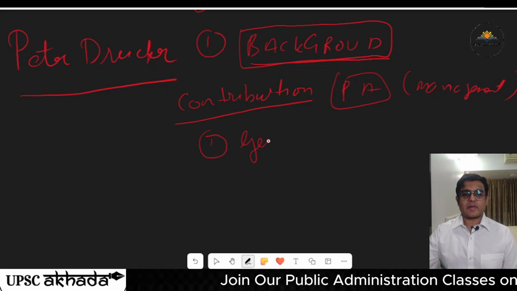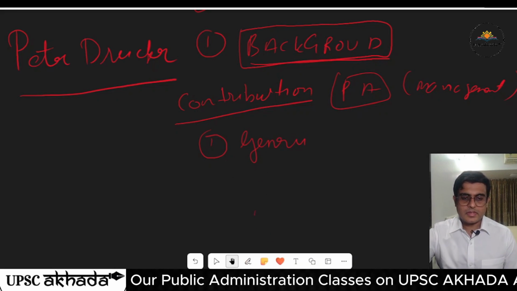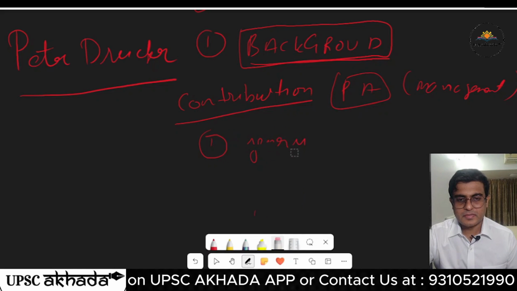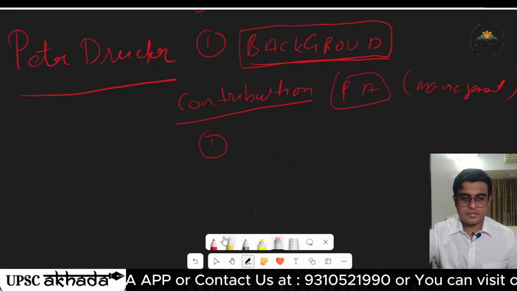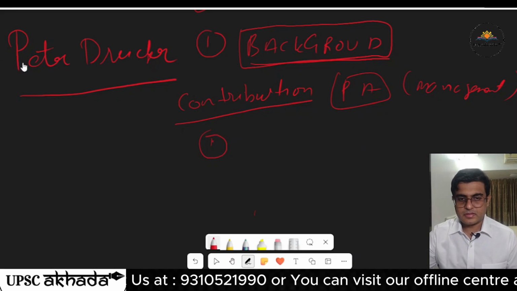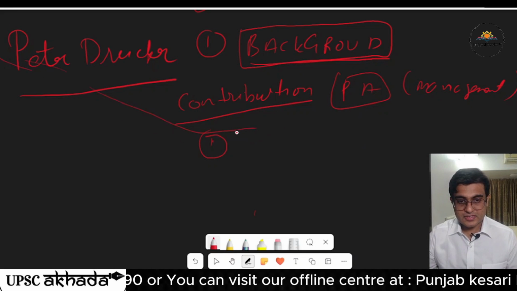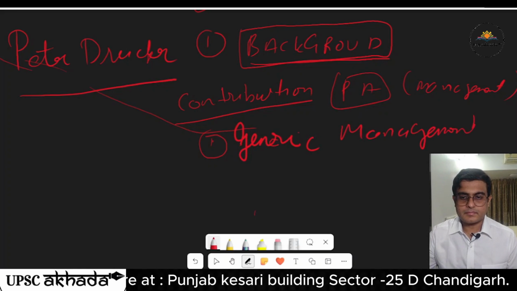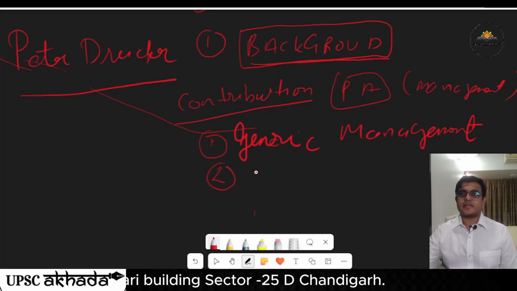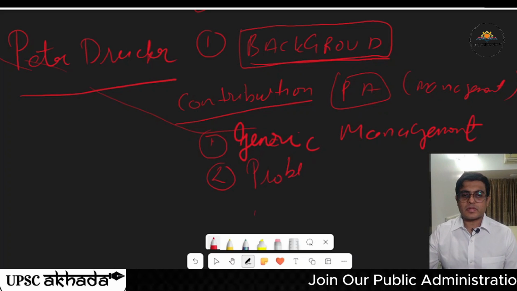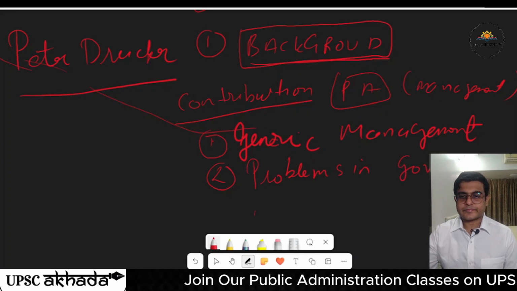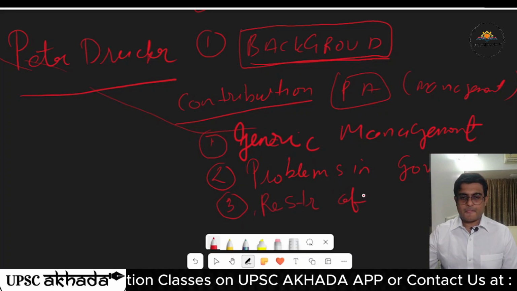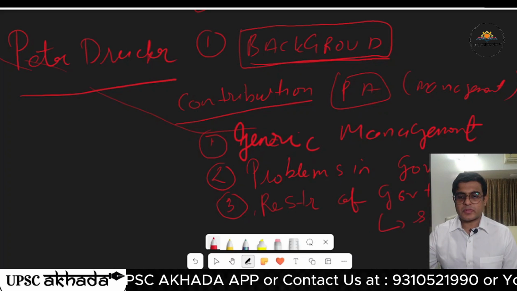First contribution, he talks about generic management. Second, he identifies the problems in administration or problems in government. Third, he talks about restructuring of the government, that is, he provides solutions to the problems in government.